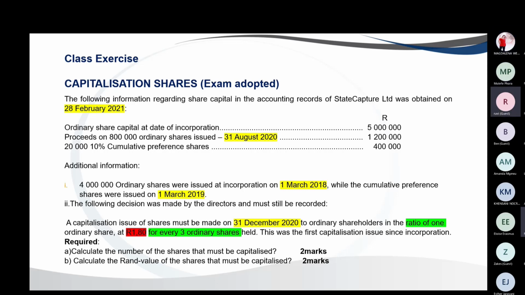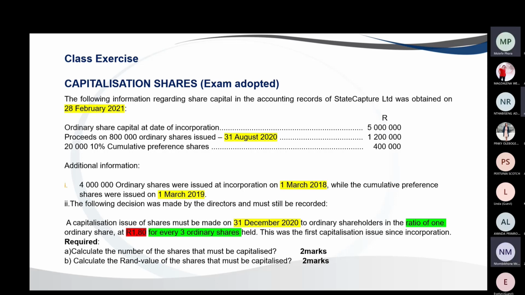Thanks, Darlene. Sorry, Rory. Which hand was it? I was taking Rory and Tshepo last. Let's just pack that for now. Lebogang, okay, thank you, sir. What I did is that I took 4 million, then added 800,000, then I got 4.8 million. Then I multiplied it by R1.80, then divided by 3, then I got 2.88 million.